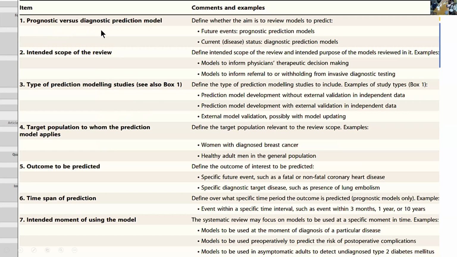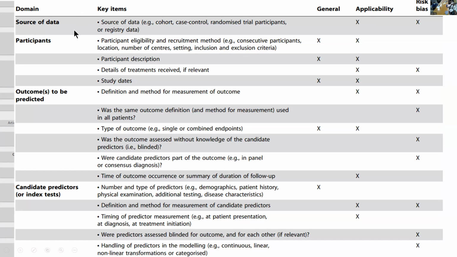The CHARMS checklist looks at the following. First, are we doing diagnosis or prediction? What is the scope of the review? Type of modeling study: is it a single factor? Is it a model? Who is the target population? What's the outcome? What's the time span of prediction? And the intended moment of using the model: when should the model be used? So whenever we do a systematic review, we have a data extraction form: for each study, this is the data I will extract.